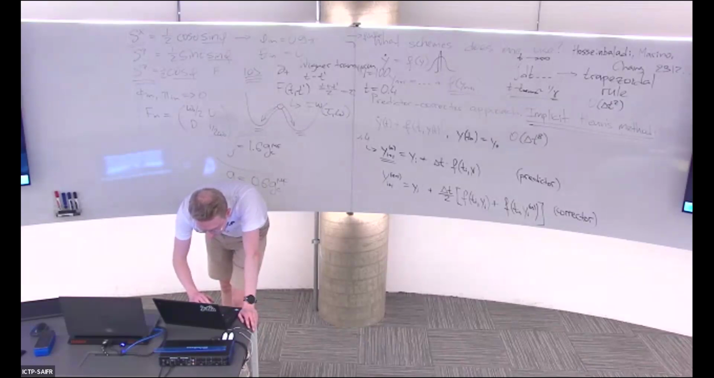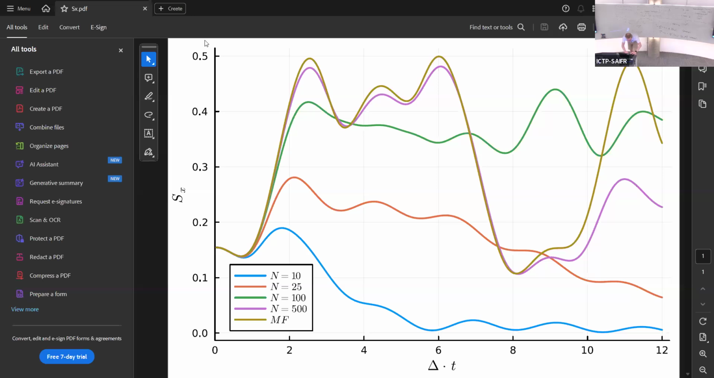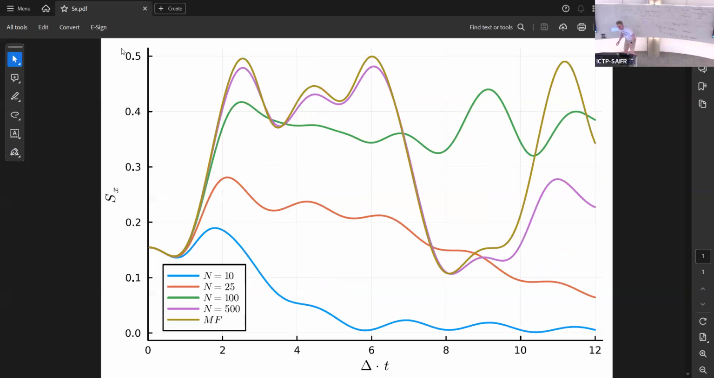So very quickly, this is Sx, which is another order parameter for the superradiant phase transition. And you see that for small values of n, you basically lose your order. Then as n goes larger and larger, you approach the mean field behavior more and more. And of course there is a certain scale above which your quantum corrections, your 1/n corrections, kick in, and your mean field description breaks down. So this is also kind of expected.